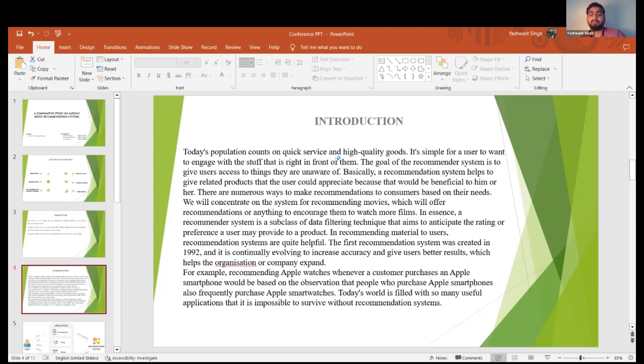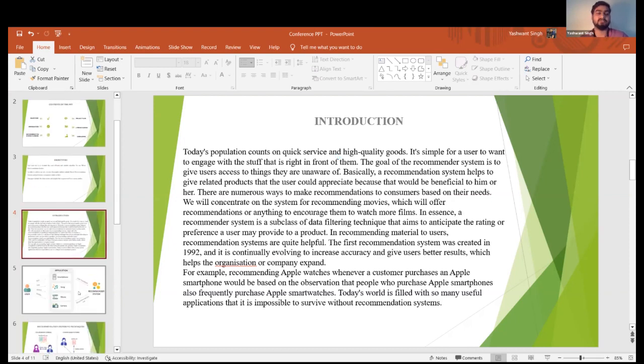A person buying an Apple smartphone is most likely to buy an Apple Watch. So that's the nice recommendation to them. That's the accurate recommendation to him or her. So that's how the recommendation system works.